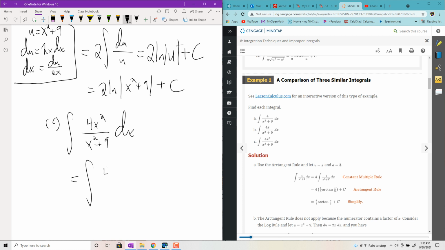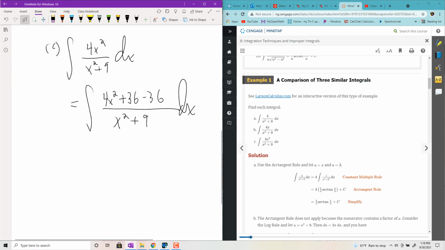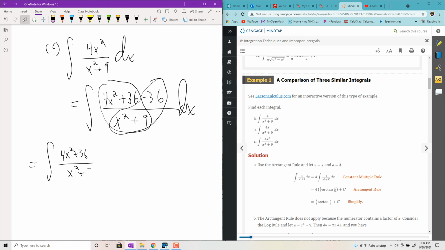I've shown you long division before. 4x squared plus 36 minus 36, right? This sort of game. So in this case, I can then split up the fraction into 2 parts. So I'll have the integral of 4x squared plus 36 all over x squared plus 9. You see how that's going to cancel. Minus the integral of 36, which this second guy will then just be an inverse tan.